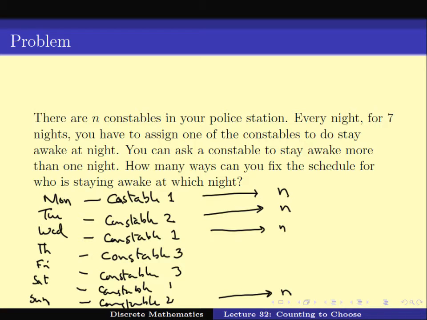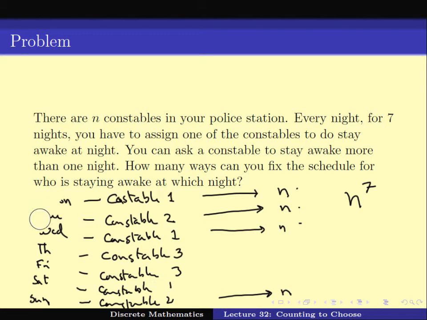Now by the product rule, the total number of ways in which I can assign constables to these days, so that these are ordered in some sense, is the product of them, which is n power 7, right? First day n, second day n. So the number of ways I can put a constable in the first day and a constable in the second day is n times n, which is n square, and then along with Wednesday, n cube, and so on.